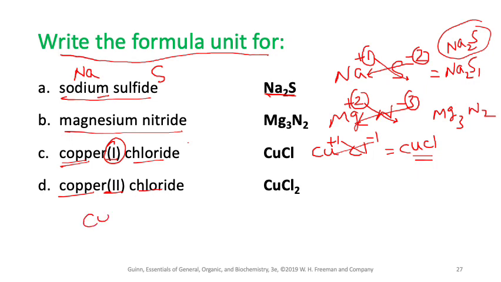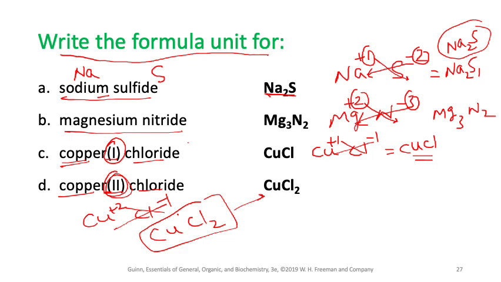Then you have copper 2 chloride. The time I see copper, and then the time I see 2, I know this is +2. Chlorine is -1. Cross multiply: CuCl2, because Cu has just 1 and we usually don't write 1. So CuCl2 will be your answer. This is how you normally solve any problem on naming.